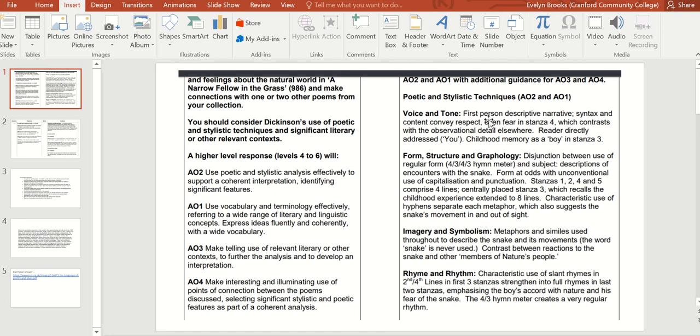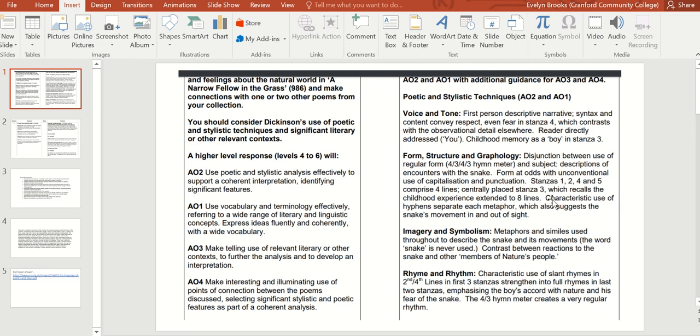So what they said that you could talk about: the first person descriptive narrative, the syntax and content convey respect or even fear, which contrasts with the observational detail elsewhere. The reader is directly addressed. It's this idea of a childhood memory in stanza 3. Then you've got disjunction between the use of regular form and subject, descriptions of encounters with the snake, form at odds with unconventional use of capitalization.